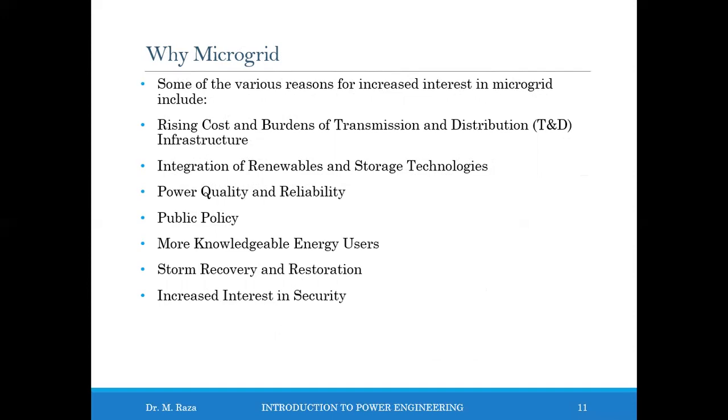Rising cost and burden of transmission and distribution infrastructure means building new transmission and distribution infrastructure has become difficult in some areas due to permission issues, public resistance, and the difficulty, cost, or both of upgrading or building new infrastructure. Second reason is the integration of renewable and storage technology. That is, the greatest obstacle to the integration of renewables has been the risk to grid stability.